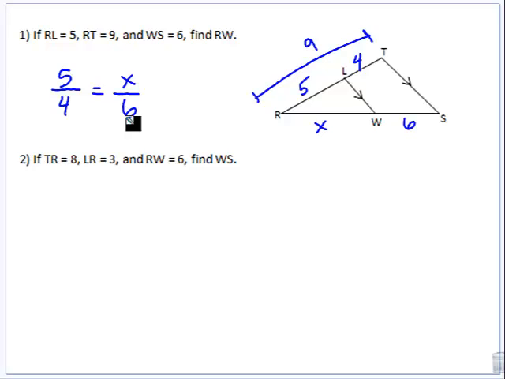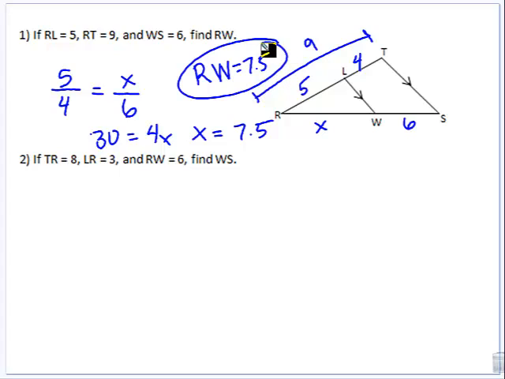And now how would I solve this? 6 times 5, what's 6 times 5? 30 is equal to 4x. Divide by 4, so what's the value for x? Yes, it is a decimal. Yeah, 7.5. So my RW here is 7.5. Is that okay? All right, it's just setting up more proportions.